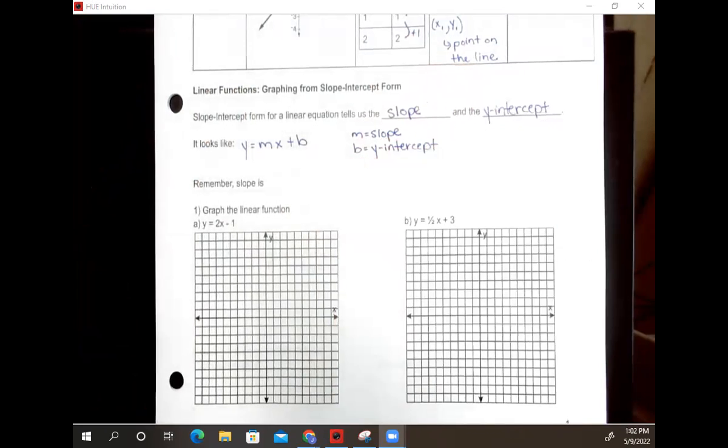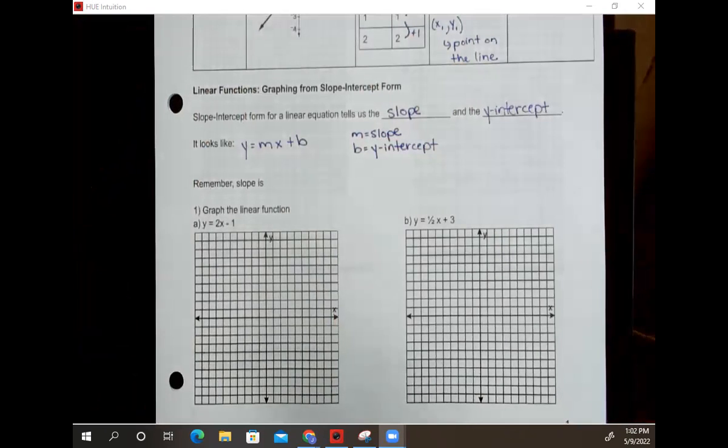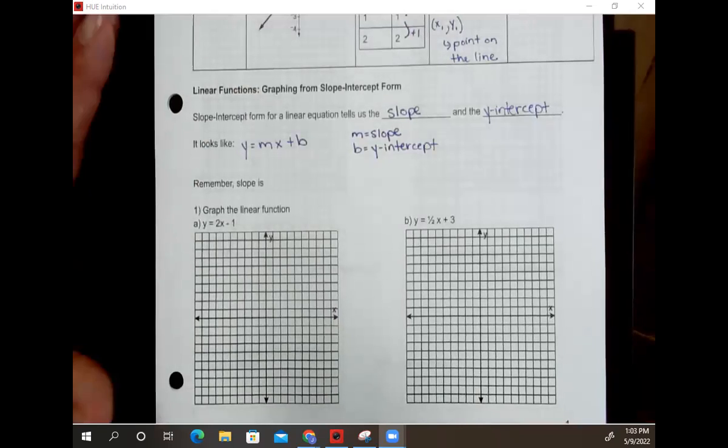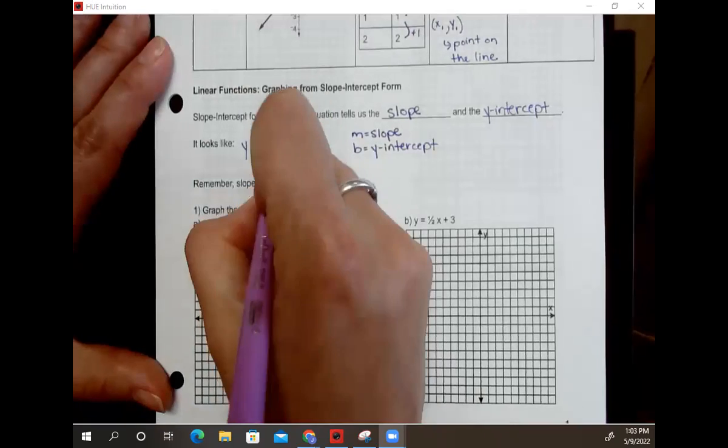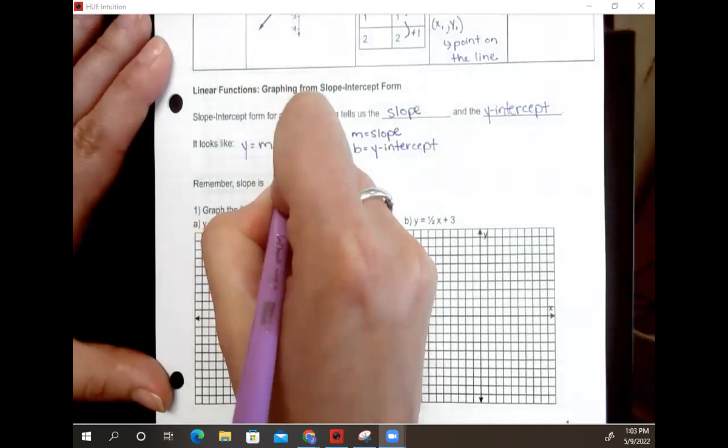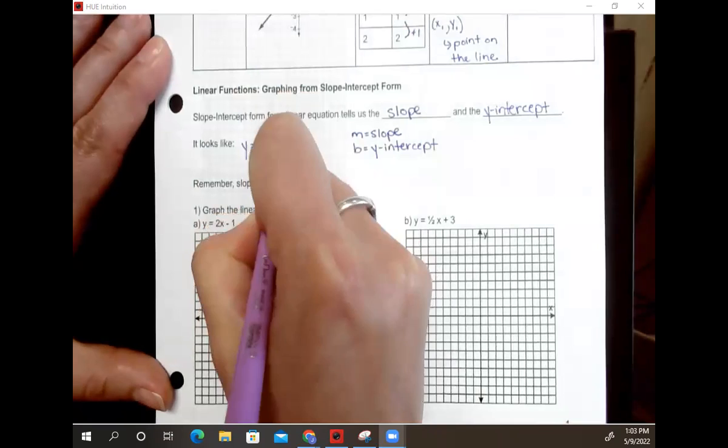They were not trying to be tricky when they named it. Slope-intercept form: slope, y-intercept. As we're graphing today, remember that when we talk about slope, as we're plotting points, we're going to talk about slope as a rise over run.